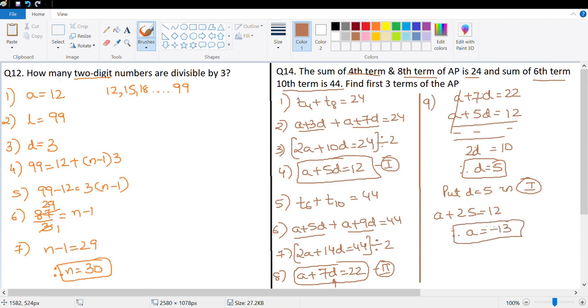So I've got the value of A, I've got the value of D. They want us to figure out the first three terms. Therefore, the first three terms are: the first term is A, in this case negative 13, then A plus D, which means negative 13 plus 5, that's negative 8, and then another add 5, that's negative 3. So these are the first three terms of the AP as per the question: negative 13, negative 8, and negative 3. Let's look at the next question.